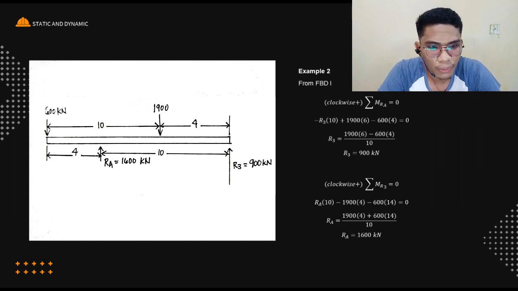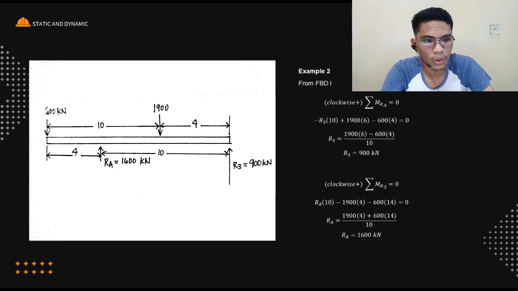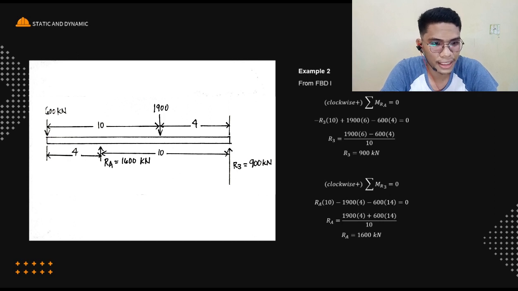And then, plus 1,900 multiplied by 6. So, naging positive naman po siya, or nag-add po tayo kasi ang movement niya po ay pa-clockwise. Minus 600 dahil ang movement po nito ay pa-counterclockwise multiplied by 4, which is yung moment arm na po, is equals to 0. So, our R3, isolate lang po ulit natin, and then by transposing to the other side, and then both sides i-divide po natin sa 10 para ma-isolate natin si R3. So, R3 is equals to 1,900 multiplied by 6 minus 600 multiplied by 4 over 10. So, ating R3 po is 900 kilonewton.